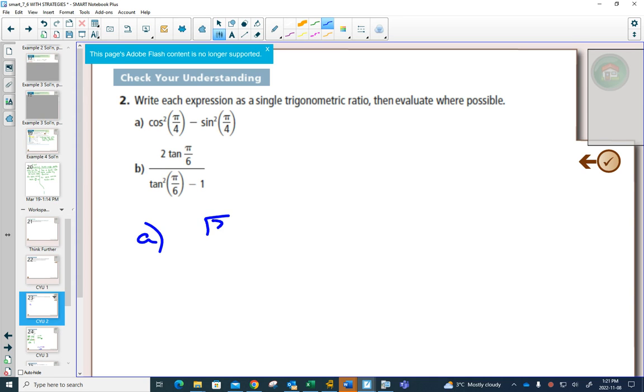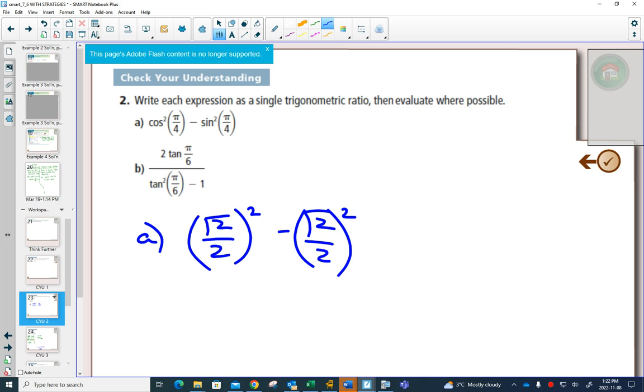So if cos of pi over 4 is root 2 over 2, then cos squared of pi over 4 would be root 2 over 2 squared. And sine of pi over 4 is root 2 over 2, and so sine squared of pi over 4 is root 2 over 2 squared. I hope you can see that those are both the same. The answer to this one is 0. Okay? So we didn't need to use any identities to figure this out because it was on our pi plate.